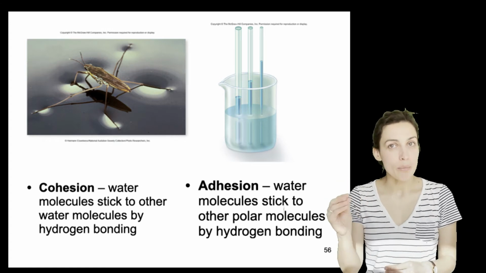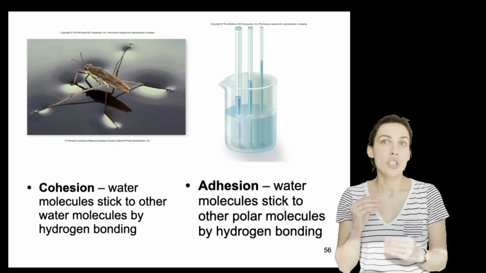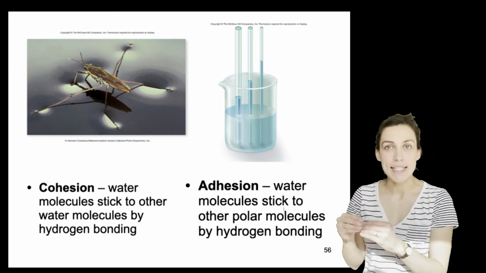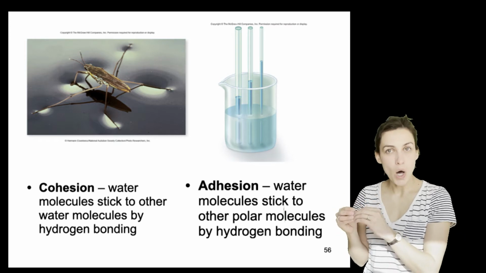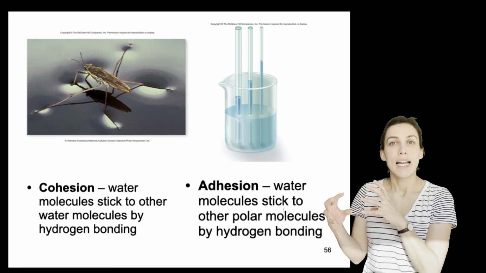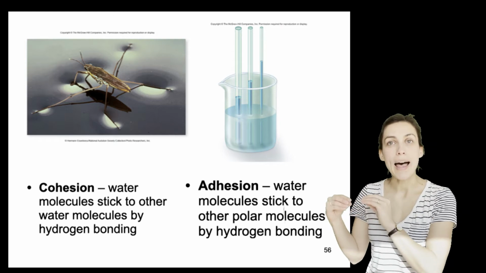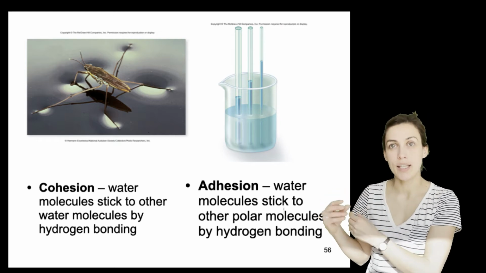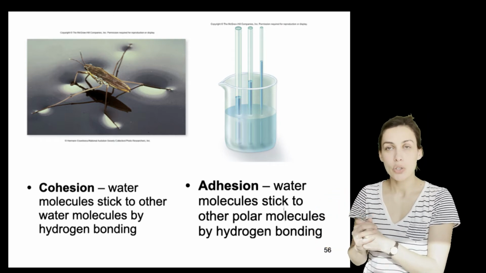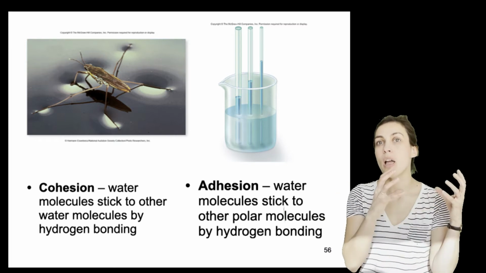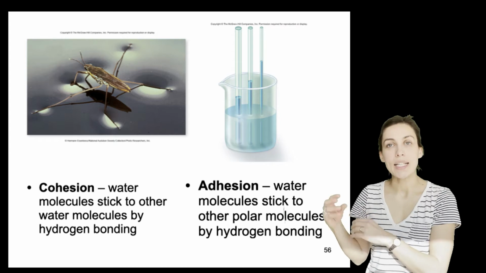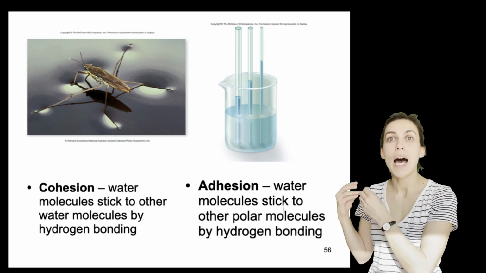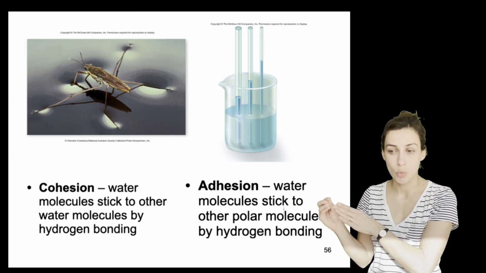A related property of water to cohesion is called adhesion. Adhesion is the ability of water to be attracted to other polar molecules that are not water. Okay? So cohesion is attraction between water molecules because they're polar. Adhesion is the attraction of water to other polar molecules that are not water.